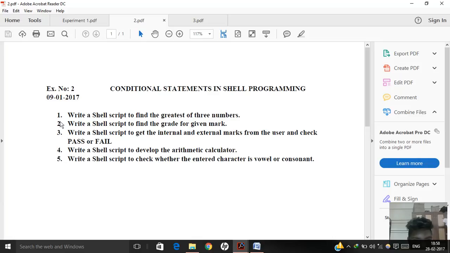So this is a 5 question given by our faculty. So first one is write a shell script to find the greatest of three numbers. Then write a shell script to find the grade for given marks. Then write a shell script to get the internal and external marks from the user and check fail or pass. Then fourth one is write a shell script to develop the arithmetic calculator. Then fifth one is write a shell script to check whether the entered character is vowel or consonant. So let's see the first one.